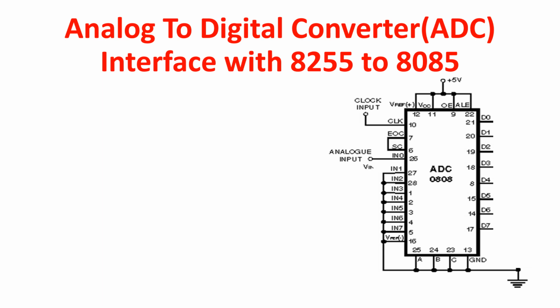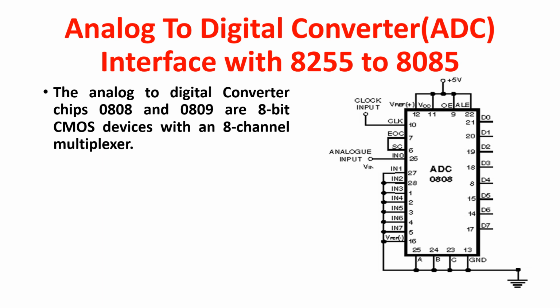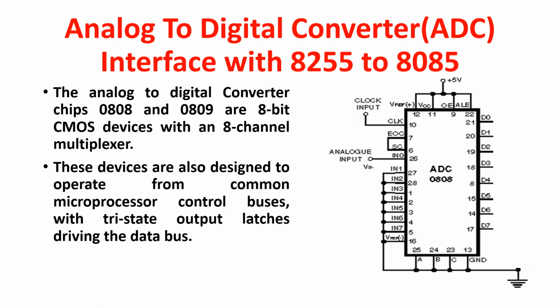The analog to digital converter chips 0808 and 0809 are 8-bit CMOS devices with an 8-channel multiplexer. These devices are also designed to operate from common microprocessor control buses with tri-state output latches driving the data bus.